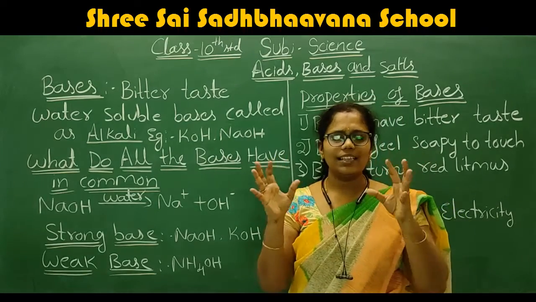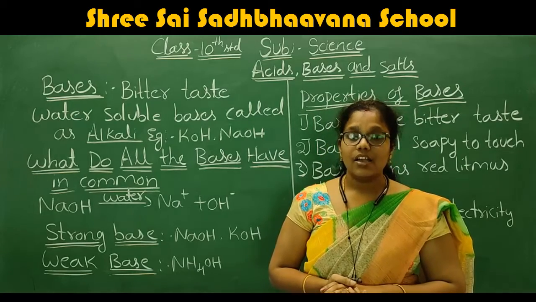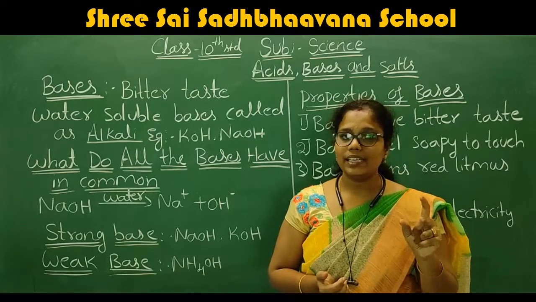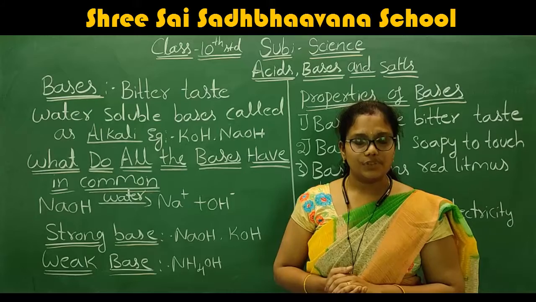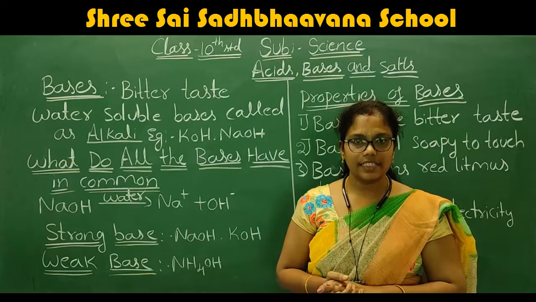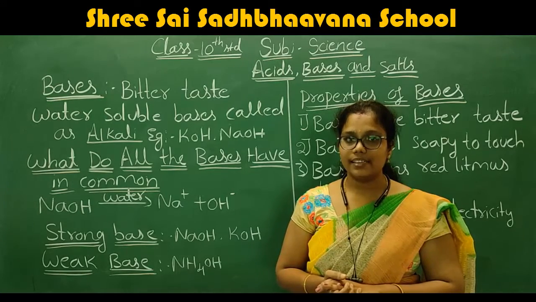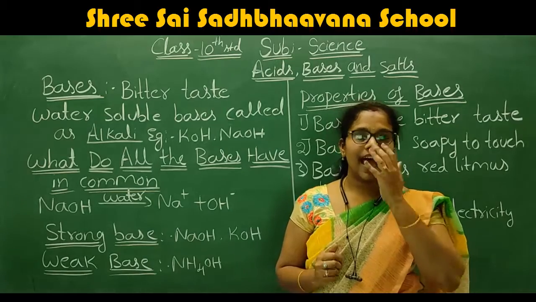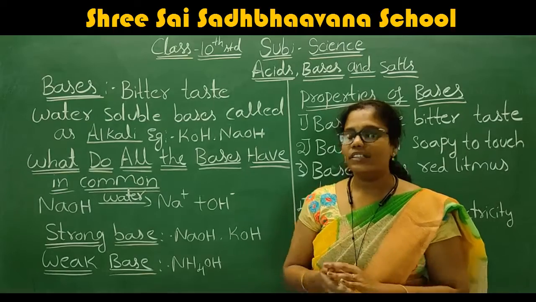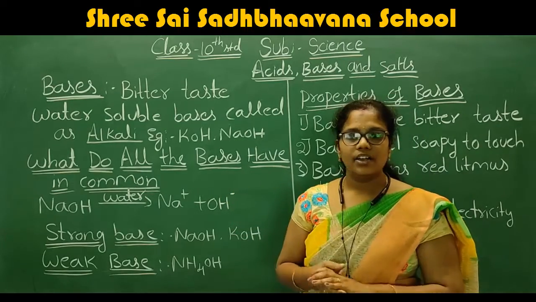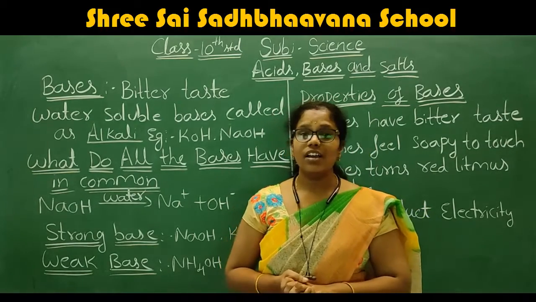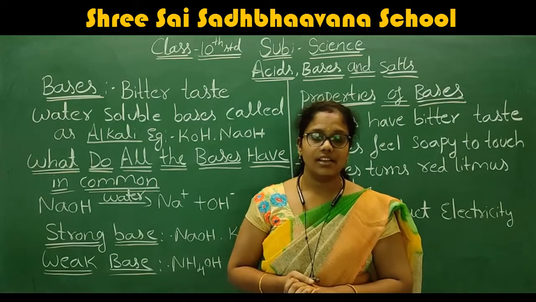And we can give another definition by looking at the examples. What is the common thing present in acids? In acids, the common thing is H plus ions. Therefore, what is common in bases? Take any of the bases like NaOH, KOH, NH4OH. These are all examples of bases.